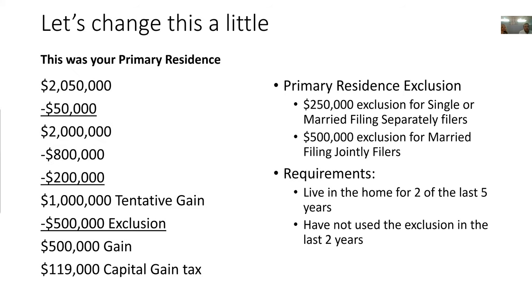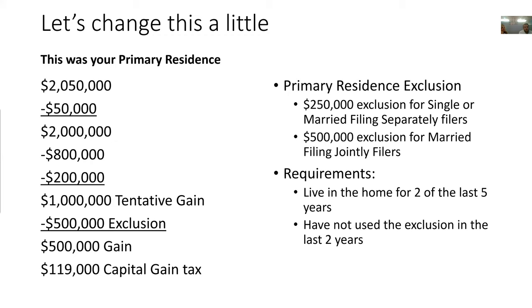Now, if we look at the primary residence exclusion, if you're a single filer or married filing separately, you get a $250,000 exclusion of that gain. Married filing joint filers get $500,000. Basically that just takes it right off the gain, almost as if you're increasing your basis. Conceptually, it's really not, but it works out to be the same. The requirement is that in the last 5 years, in total, you've lived there for two of them, and you haven't used the exclusion in the last 2 years.